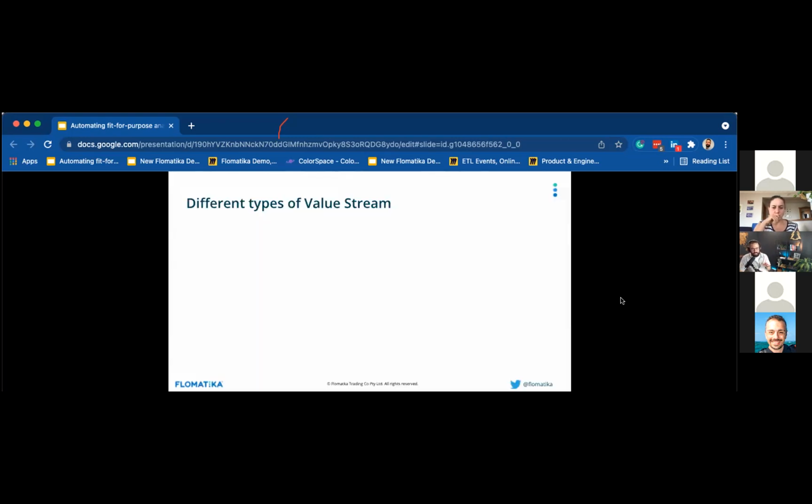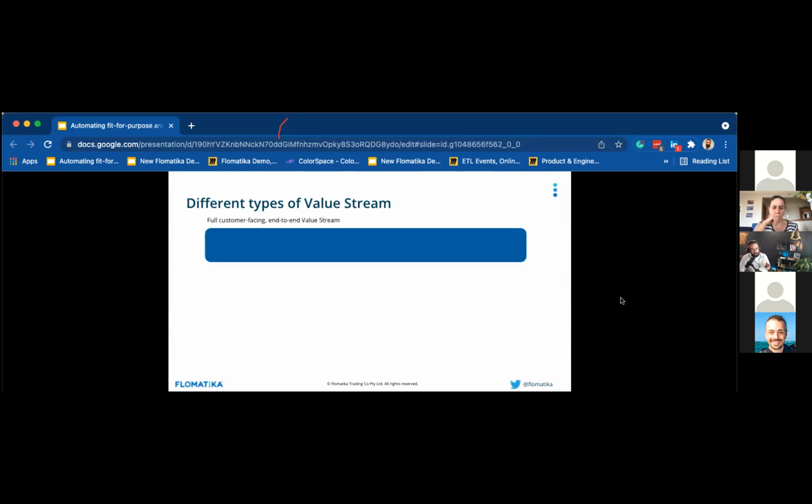And then value streams can manifest themselves in different ways. One way of looking at it is full customer-facing end-to-end value streams, right? That's usually the level at which you interface with the customer, where customers on the very left make orders, and on the very right pick up their orders or receive the value of the thing they were looking for. So end-to-end value streams are one way that value streams manifest.